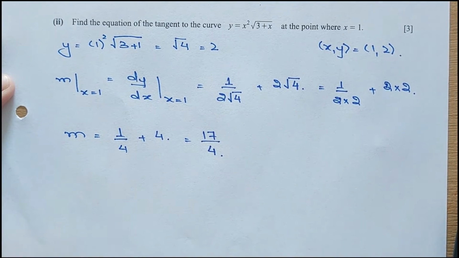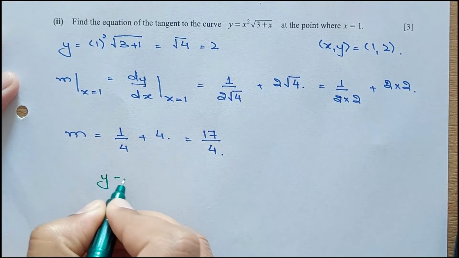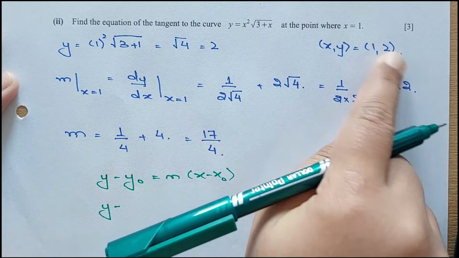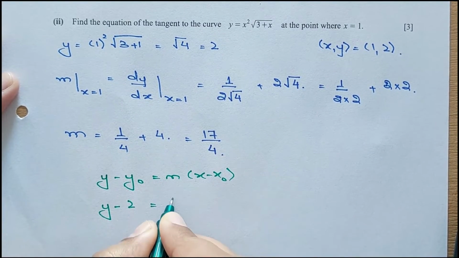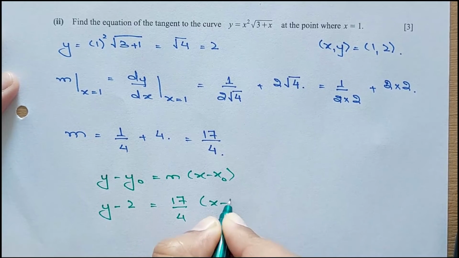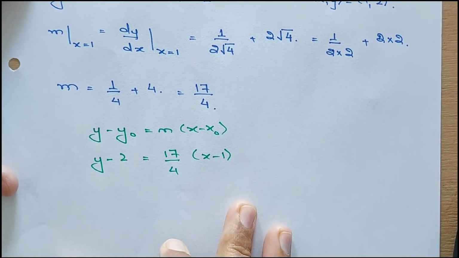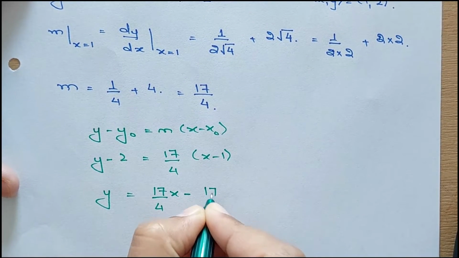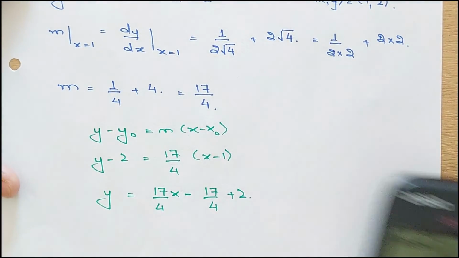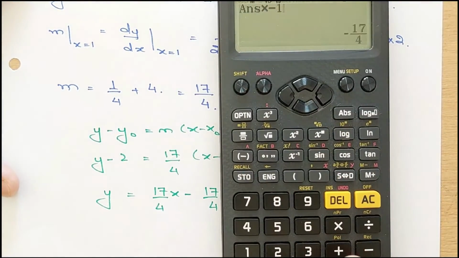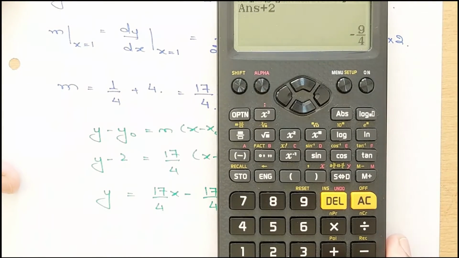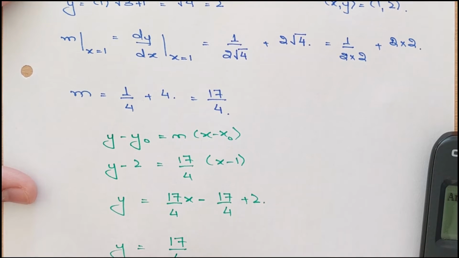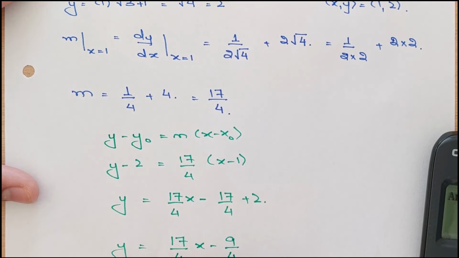Right. Now let me write down the equation of the tangent. So the equation of the tangent is y minus y naught equals m into x minus x naught. So y naught is 2, m is 17 by 4, and x naught is 1, right? Or if I further simplify, y equals 17 by 4 x minus 17 by 4 plus 2. So 17 by 4 times minus 1 and then plus 2. This is minus 9 by 4. So y equals 17 by 4 x minus 9 by 4. This is the equation of the tangent.